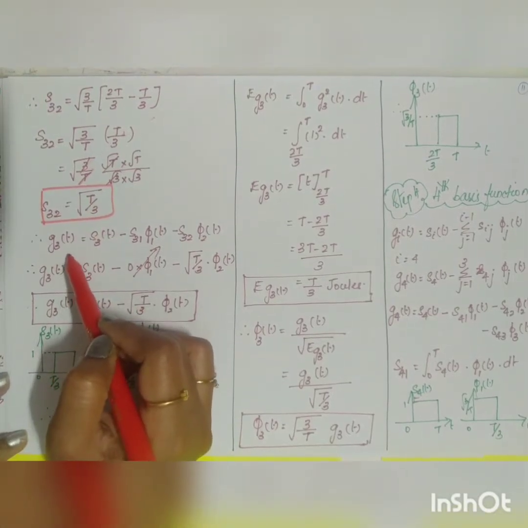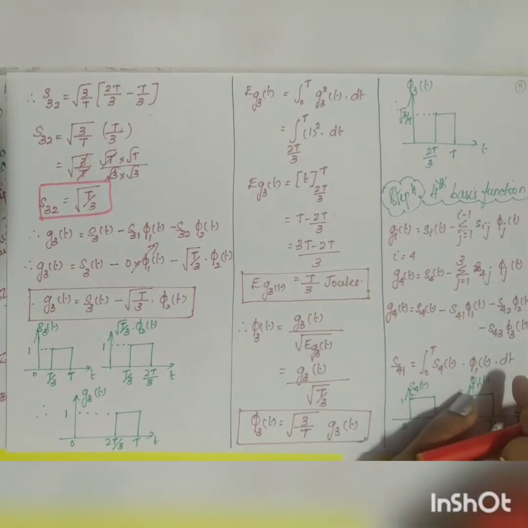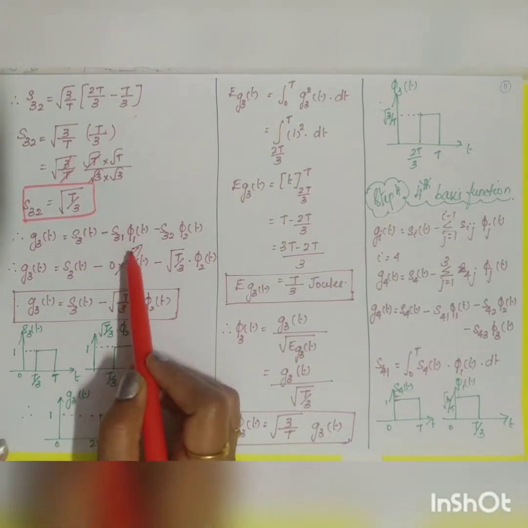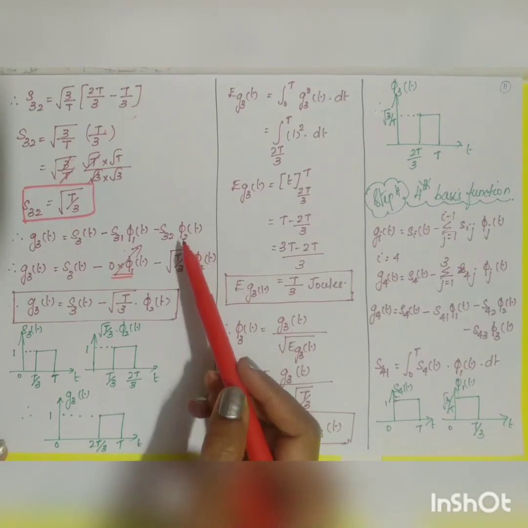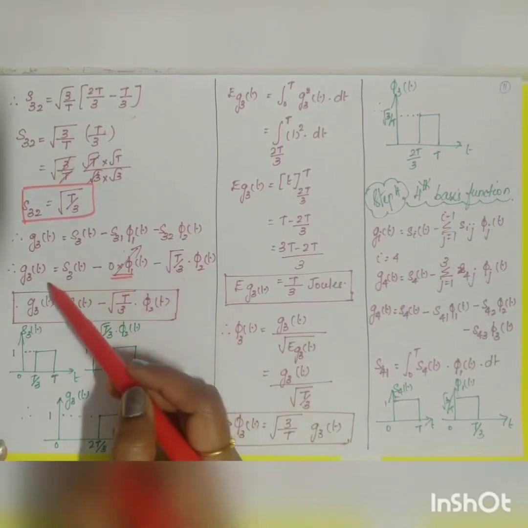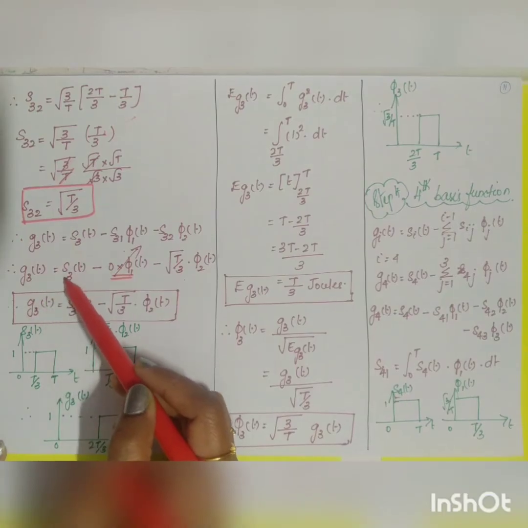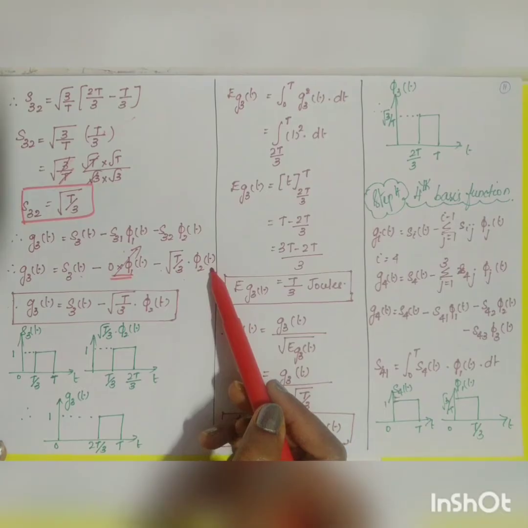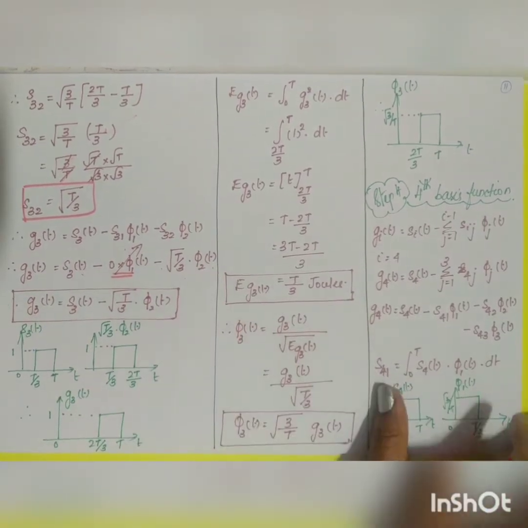Now what will be your g3 of t? g3 of t will be equal to s3 of t minus s31, which is 0, right? Substitute the value of 0. s32 is root t by 3. So what will be your final formula? g3 of t is equal to s3 of t minus root t by 3 into phi 2 of t. So this will be your g3 of t.